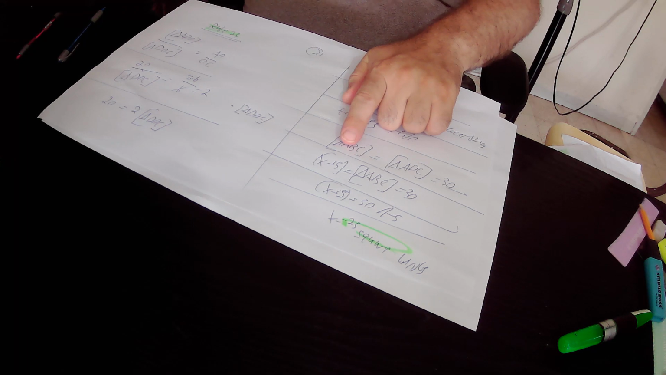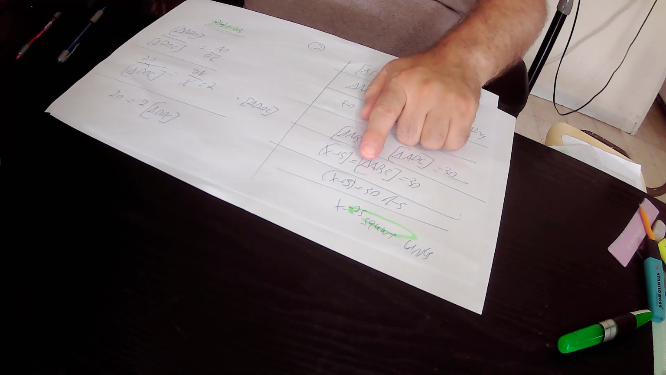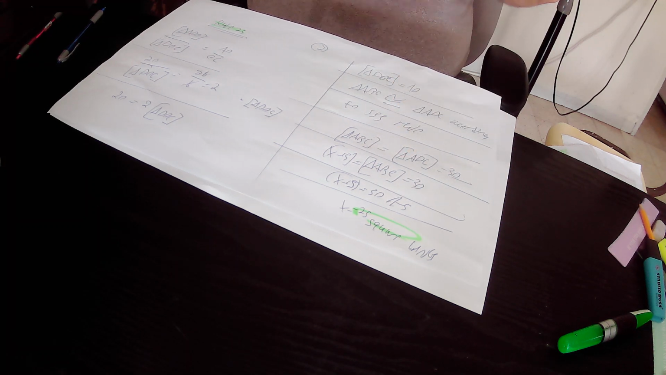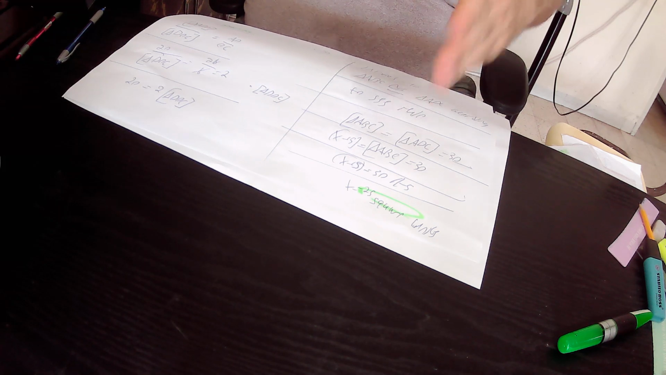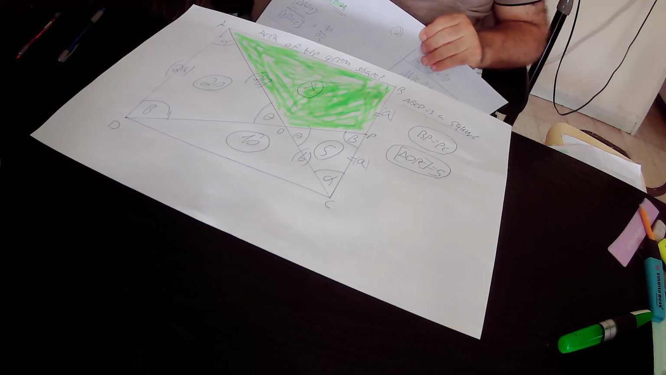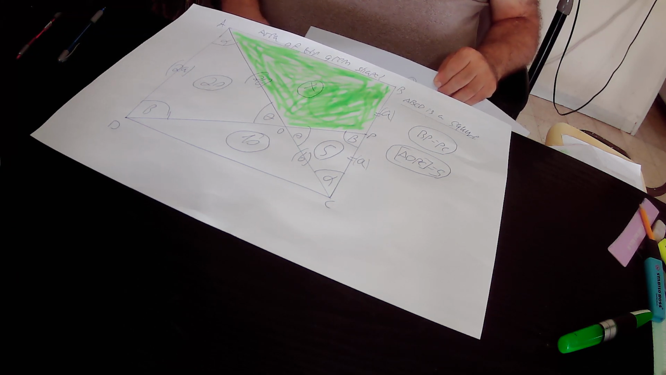And from this equation, x plus 5 equals the area of triangle ABC equals 30, we derive that x plus 5 equals 30. So here we subtract 5 from this equation and finally find out that x equals 30 minus 5, that is 25 square units. So in total, we found out that the area of this green shape equals 25 square units. Okay, thank you very much.